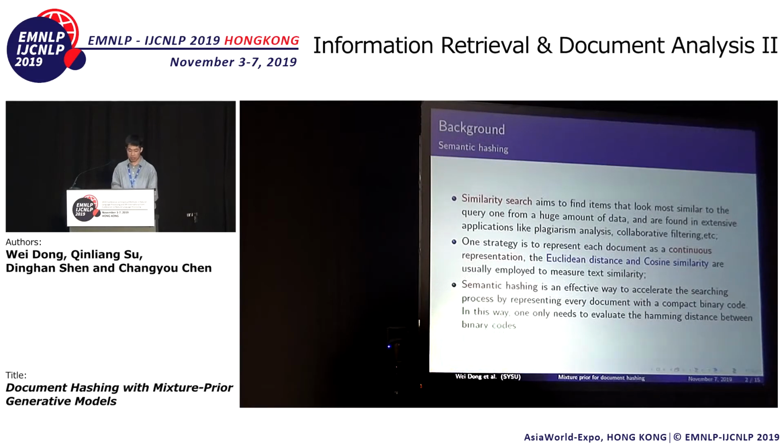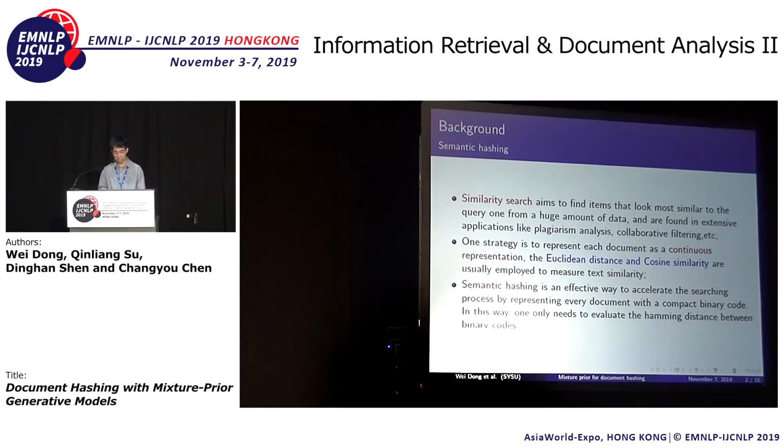A little bit of background about the problem that we are looking at here. We are trying to do the task of similarity search, which aims to find items that look most similar to the current one from a huge amount of data, and is found in extensive applications like plagiarism analysis and collaborative filtering, etc. One strategy to do this task is to represent each document as a continuous representation. With continuous representations, the Euclidean distance and cosine similarity are usually employed to measure text similarity between documents. But this can be very computationally expensive.